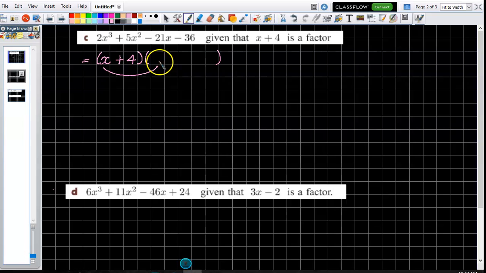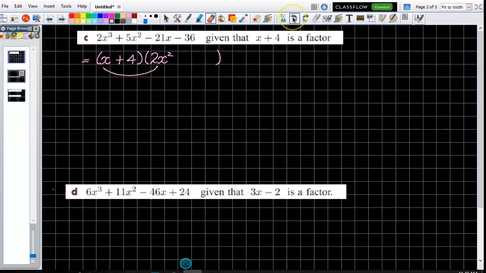X times what has to go here? Not so. I would disagree. It is not x squared, because if you have an x squared there, x times x squared absolutely gives me x cubed. What do I want? 2x cubed. So what am I going to have to put there? 2x squared. That's right. We happy with that? Okay.